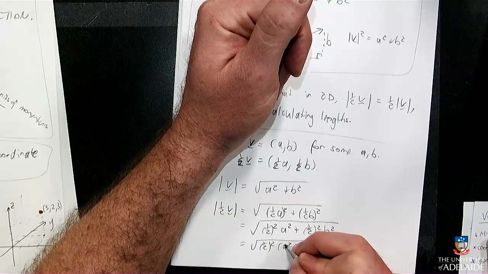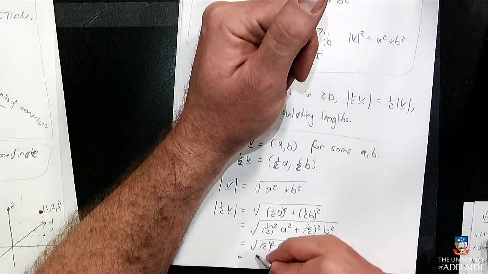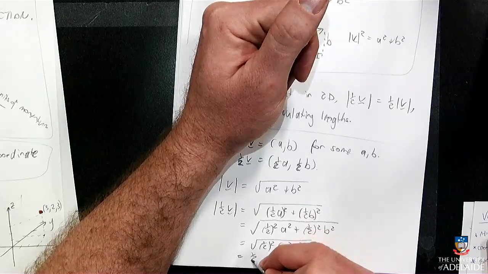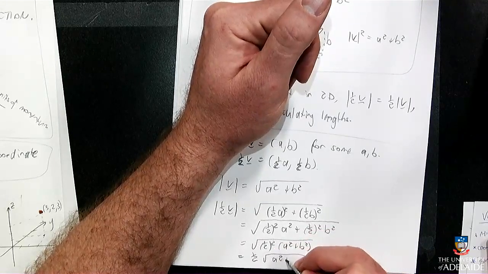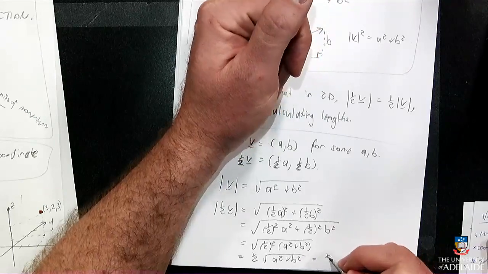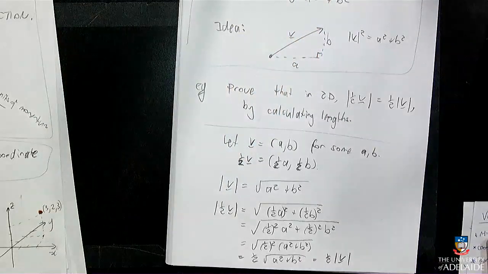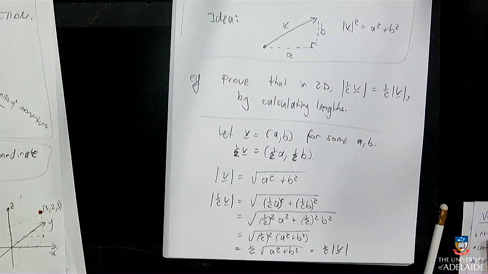Now, square rooting can be brought across multiplication as well. So this would be the square root of a half squared, which is a half, which is a half of the length of V. Cool. So this is a little proof based on calculating lengths.